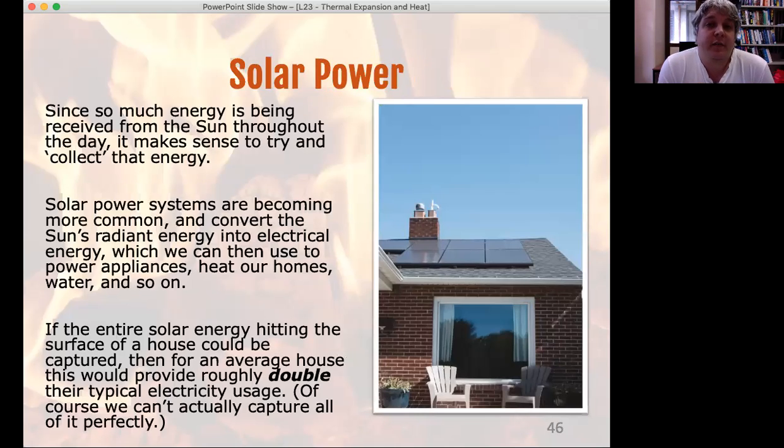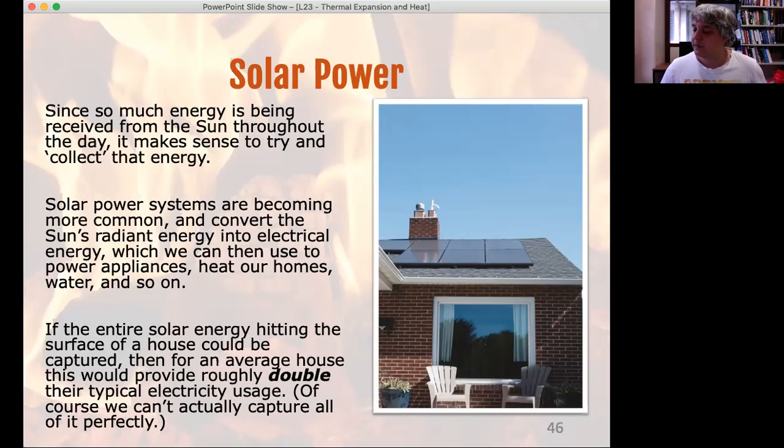Since so much energy is being received from the sun throughout the day, it makes sense to try and collect some of it, and that's what solar power systems are doing. They're trying to collect that incoming sunlight and use it to heat our homes, power our appliances, and so on. If the entire solar energy hitting the surface of a house could be captured, then for an average house, it would actually provide around about double their typical electricity usage. Of course, we can't capture it all perfectly, but we can capture it pretty well. So we could very easily have an entire society which was entirely based on solar panel power collection. But of course, we have other methods as well with our wind turbines and things.